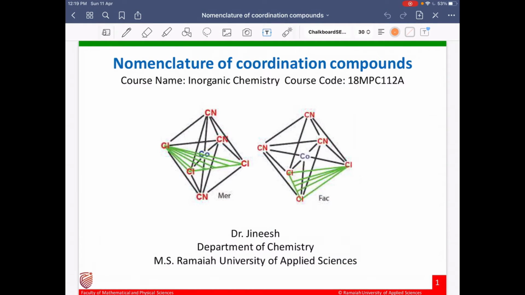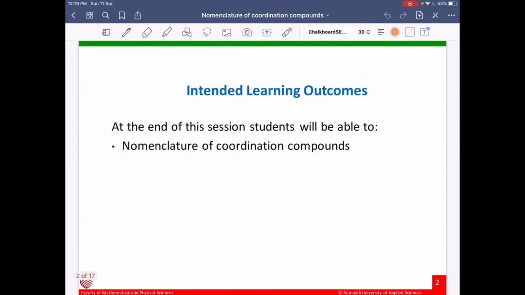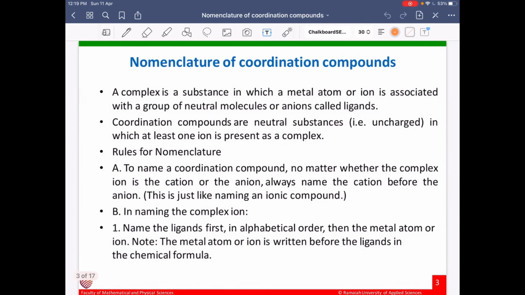Next topic is nomenclature of coordination compounds. At the end of this session, students will be able to perform nomenclature of coordination compounds. A complex is a substance in which a metal atom or ion is associated with a group of neutral molecules or anions called ligands. Coordination compounds are neutral substances in which at least one ion is present as a complex. These are the 2 points we have studied in our earlier classes.